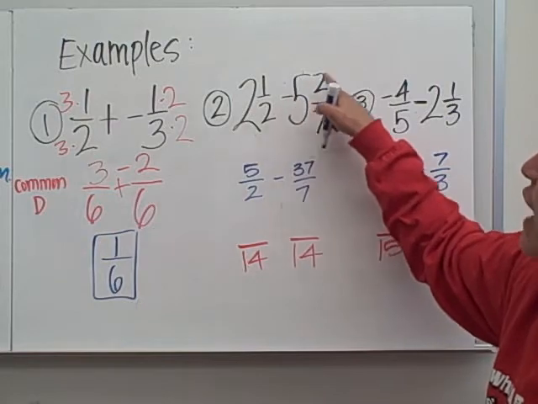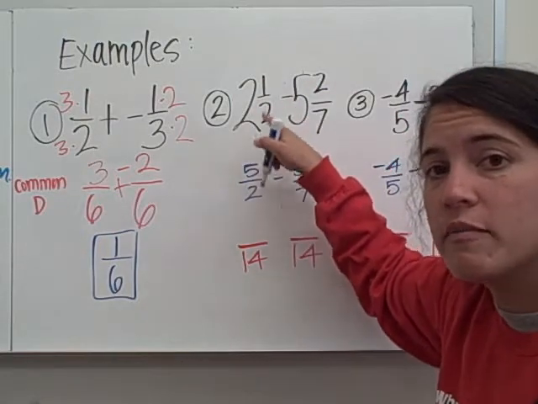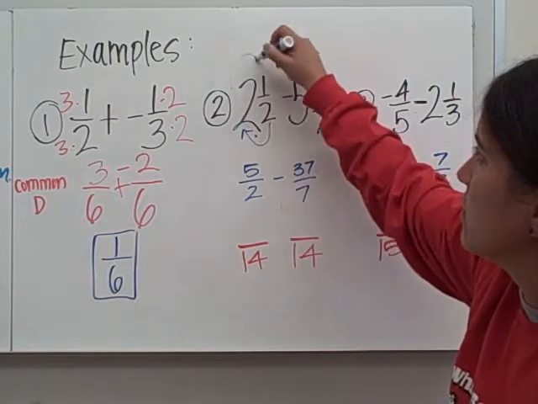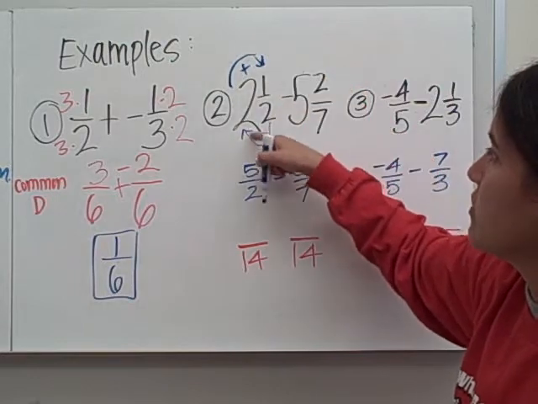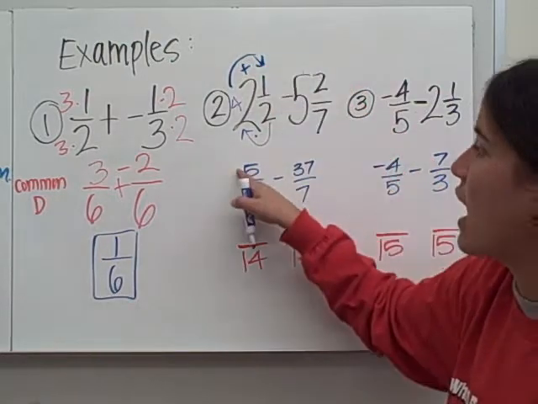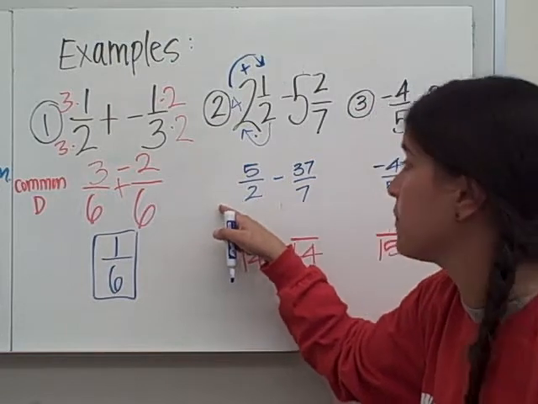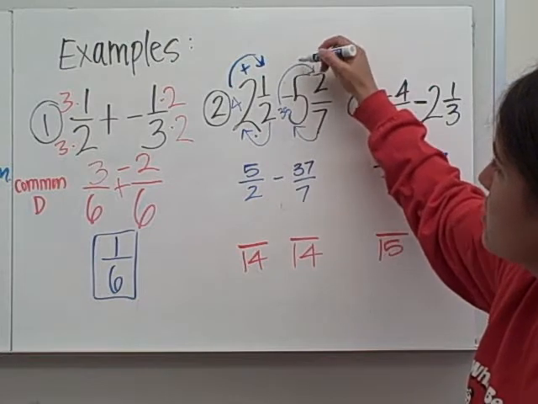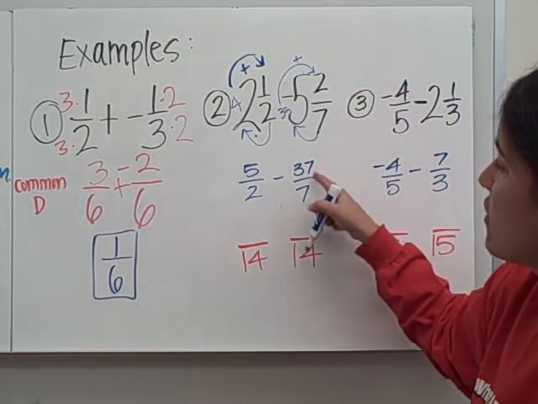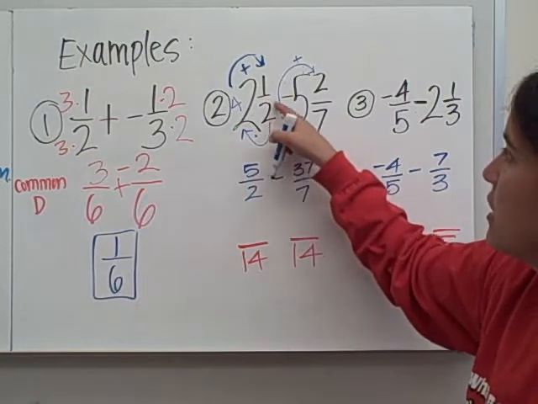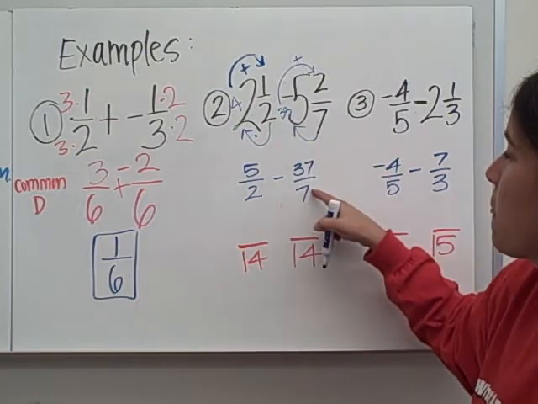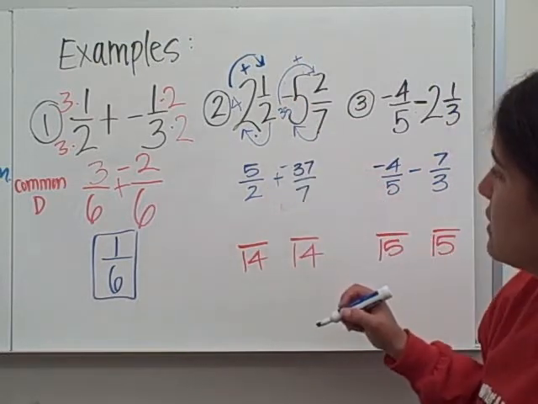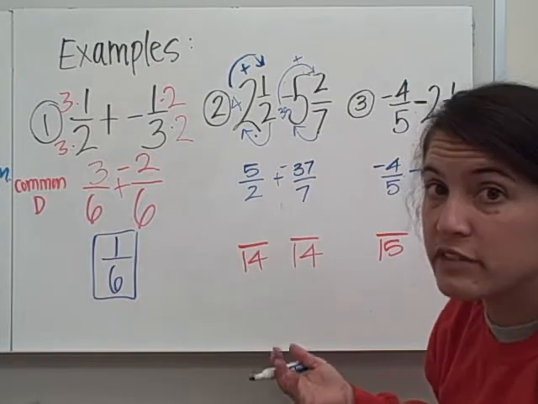Example 2. 2 1/2 minus 5 2/7. We have mixed numbers. So I'm going to do around the world. 2 times 2 is 4. 4 plus 1 is 5, and so that's where I get 5 over 2. 7 times 5 is 35. 35 plus 2 is 37, and that's where I get 37 over 7. Notice my denominator 2 remains the same, and then I brought down my minus sign. So I have to touch twice.